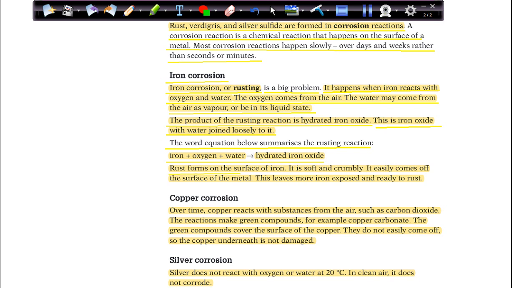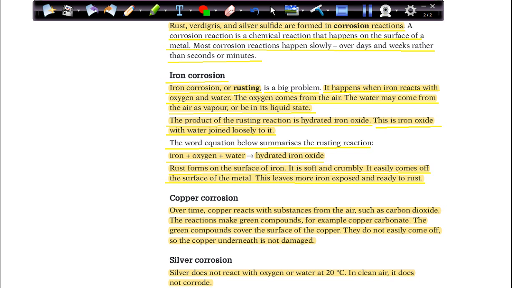Rust forms on the surface of iron, not deeply, but it will start on the surface. On the surface, it's soft and crumbly. It easily comes off the surface of the metal. This leaves more iron exposed and ready to rust. So it's not a strong layer, it's not a tough layer on the surface. So it will be soft, crumbly, you can break it easily.